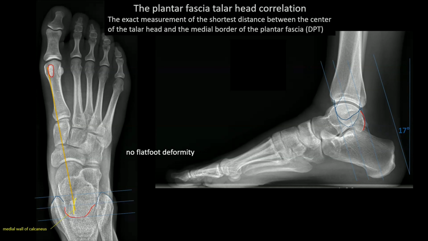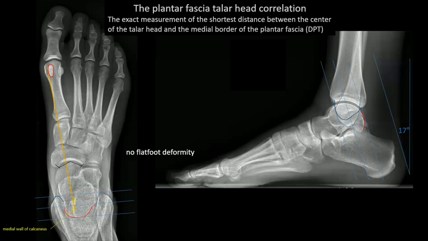The exact measurement of the shortest distance between the center of the talar head and the medial border of the plantar fascia differs from the short version only in the method to locate the center of the talar head. The center of the talar head is located using two chords which run from the most lateral to distal and distal to medial talar head circumference, articulating with the navicular.